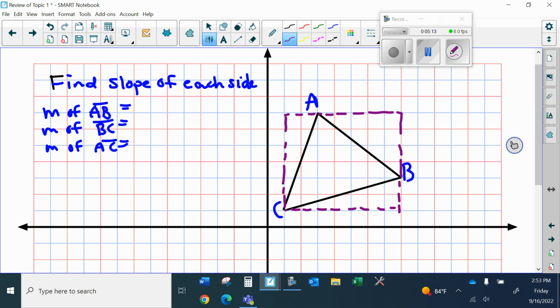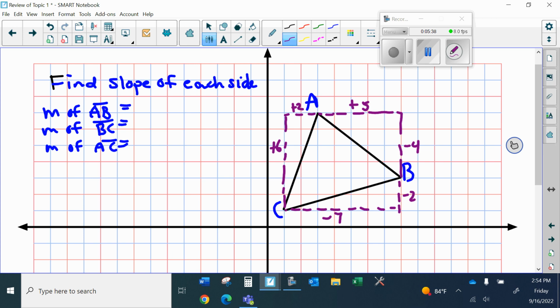If I go from C to A, I'm going up 1, 2, 3, 4, 5, 6. So it's plus 6 and right 2. From A to B, I'm going up 1, 2, 3, 4, 5, plus 5, and down 1, 2, 3, 4. From B to C, I'm going down 2, and left 1, 2, 3, 4, 5, 6, 7.